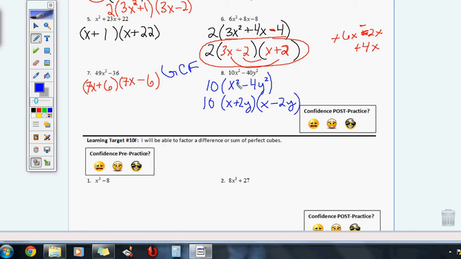And then we have the square root of x squared, which is x, square root of 4y squared, which is 2y. All right, are you ready?